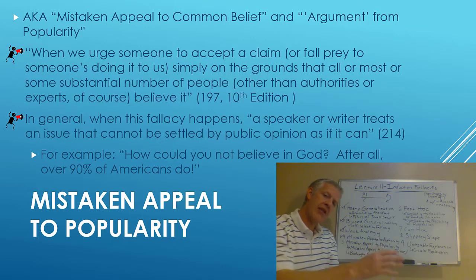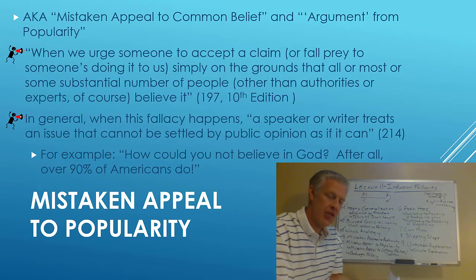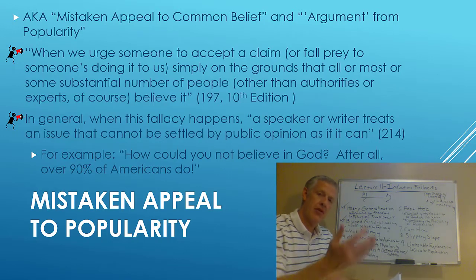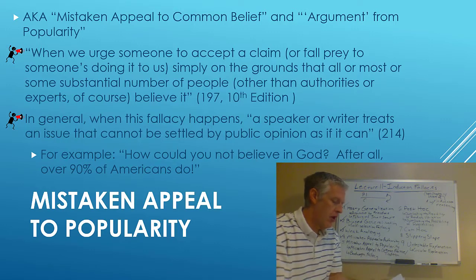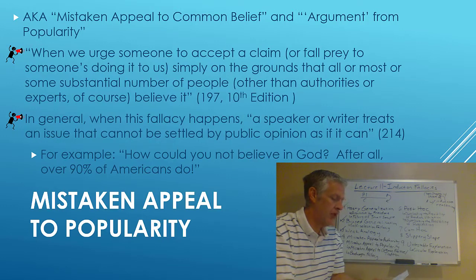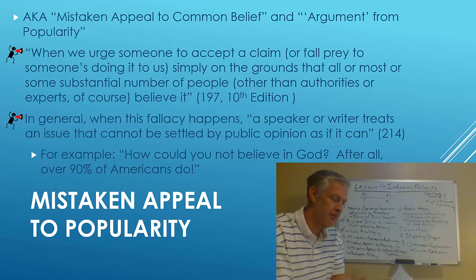So as they kind of characterize it in the 10th edition, page 197, quote, when we urge someone to accept a claim or fall prey to someone's doing it to us simply on the grounds that all or most or some substantial number of people, other than authorities or experts, of course, believe it. And that's when this then takes place or applies. So, quoting 214 from our edition, the 13th edition, in general, when this fallacy happens, quote, a speaker or writer treats an issue that cannot be settled by public opinion as if it can.